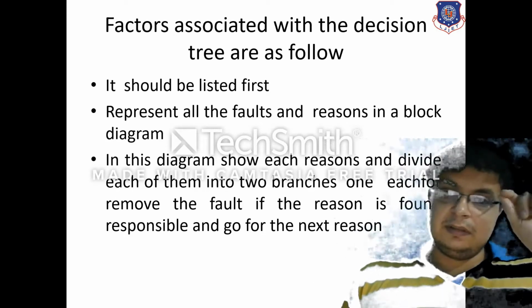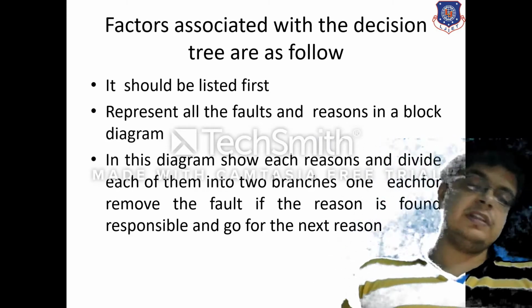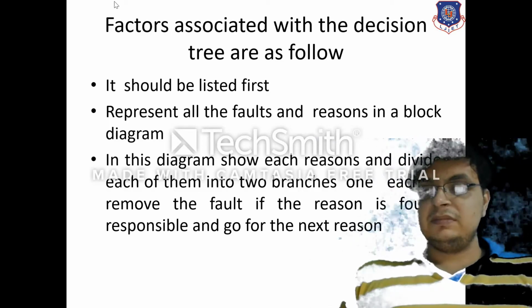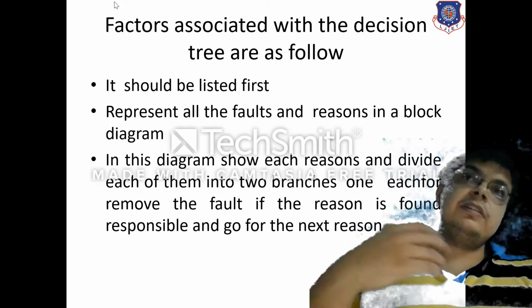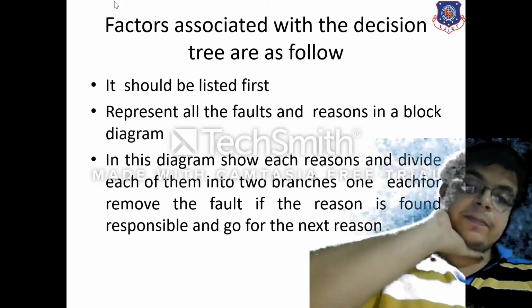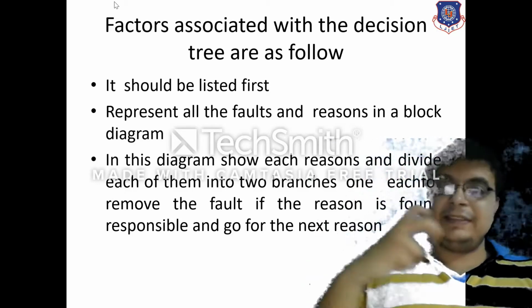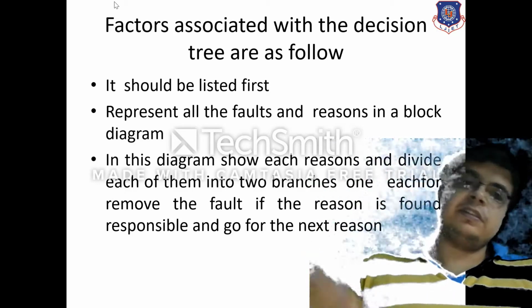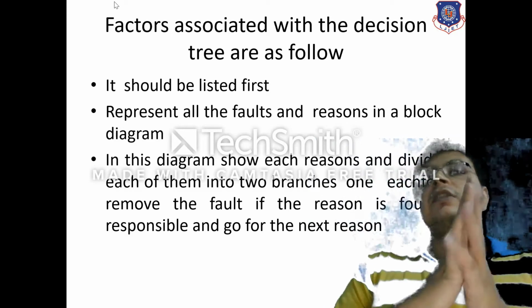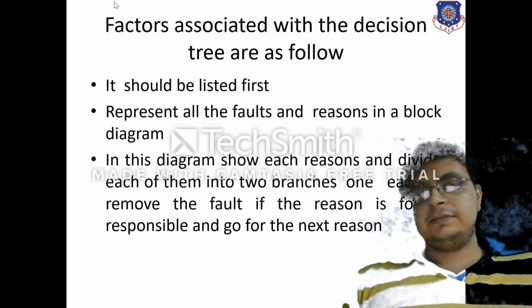The reason that takes less time should be written first, and basically all the faults or reasons that are causing the problem should be listed, and the solution should also be listed in the decision tree diagram, so that we can get to know that all the faults can be solved by the method.